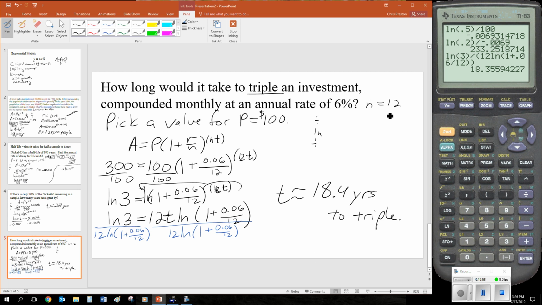If it's at 6% compounded monthly. So there are some different types of exponential models. There are so many more types of exponential models. This gives you an idea of the basic ones you're going to see in this course.